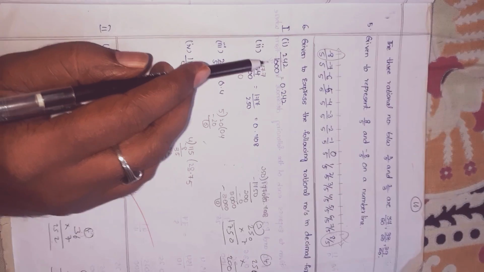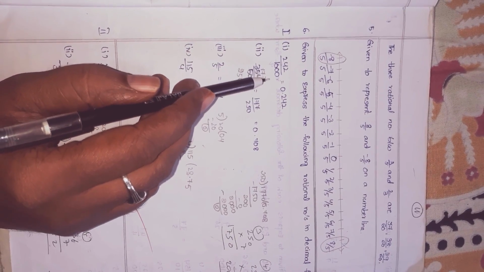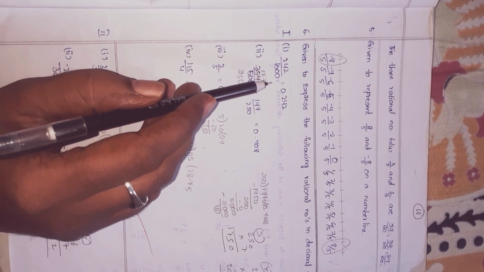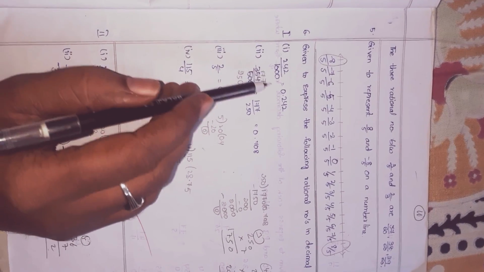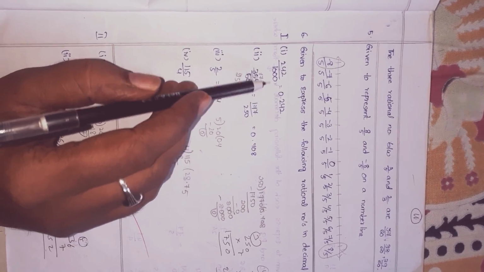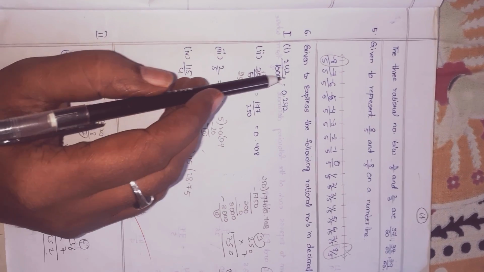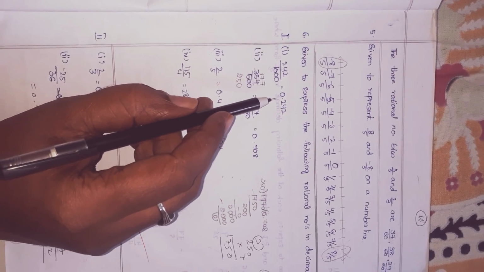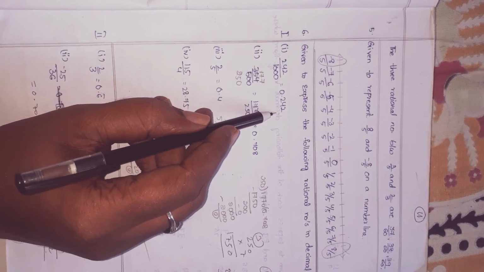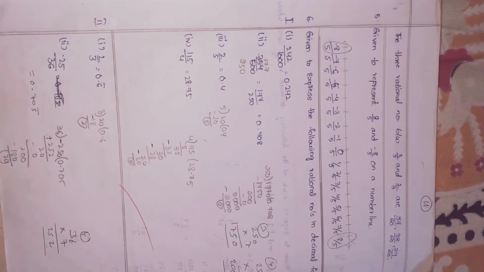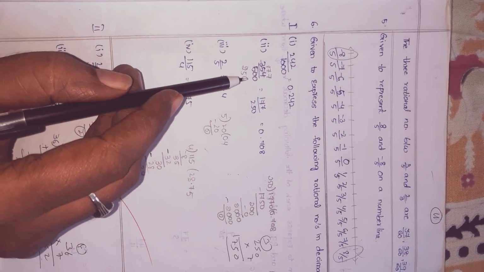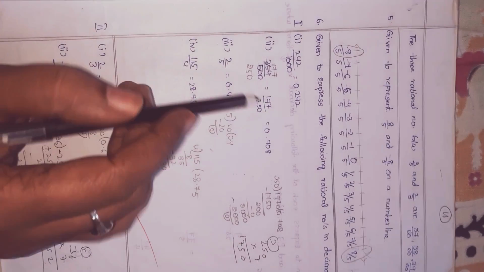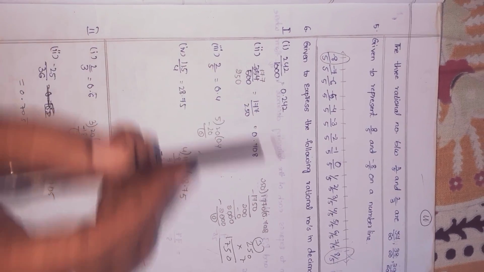Sixth one, express the following rational numbers in decimal form. First one, 242 by 1000. Here we can write it directly in decimal. Why? Because 1000 has 3 zeros, so after the point we write 3 decimal places. So how much can you write, children? 0.242, directly completed. Next question is 354 by 500, it is not 600, children.